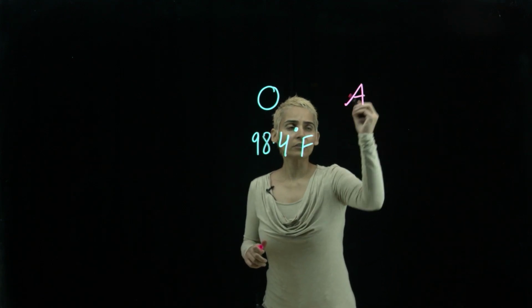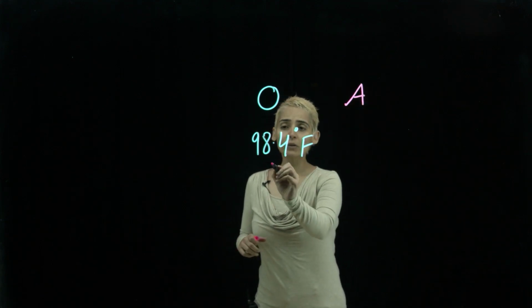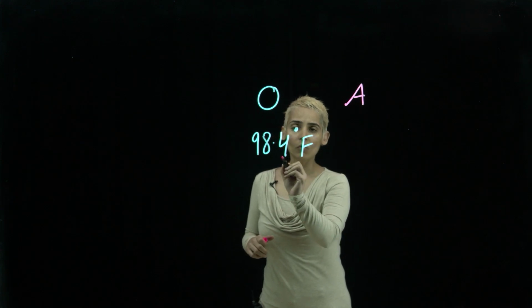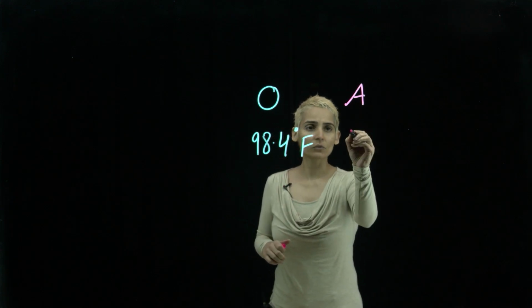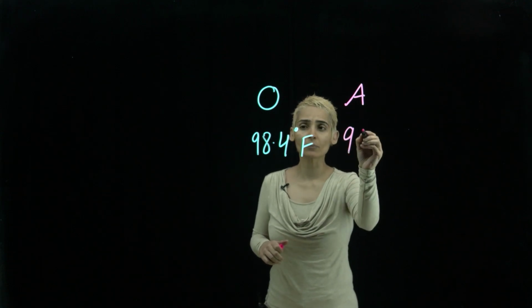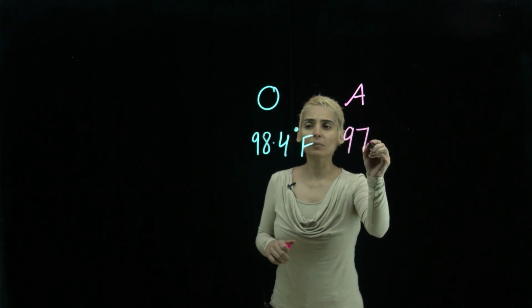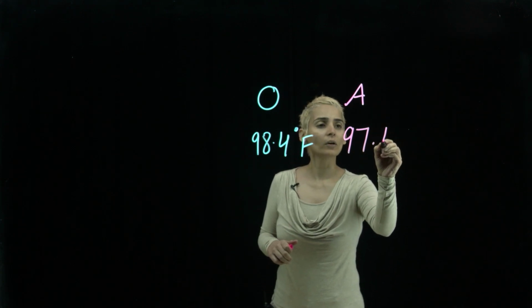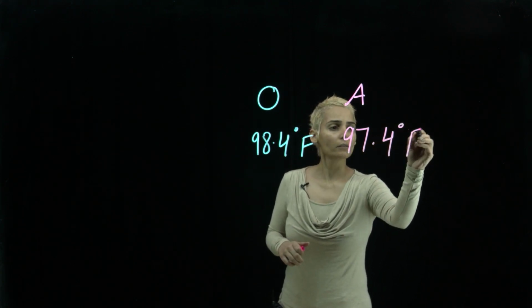So here is your axillary temperature. You will subtract 1 from this reading. So if you had to document it as an axillary temperature reading, it will come out as 97.4 degrees Fahrenheit.